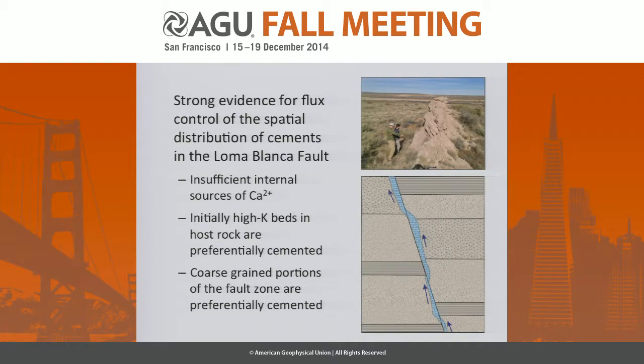There's strong evidence in these observations that fluid flow has controlled the spatial distribution of the cements in the fault. Some of the evidence for that is there's insufficient internal calcium to supply the materials needed for the cements, and that the cements tend to occur in high hydraulic conductivity or permeability zones and in very coarse-grained sediments, suggesting that flow controls where the cements occur.